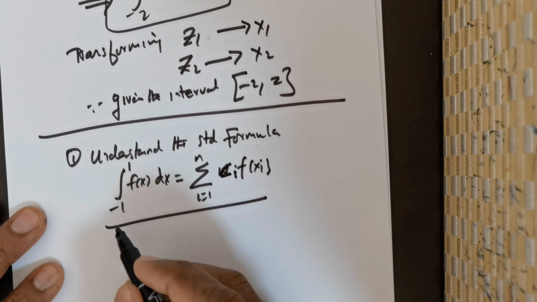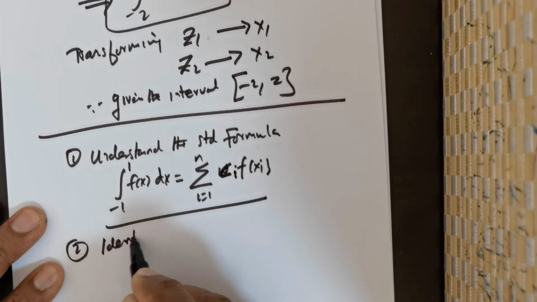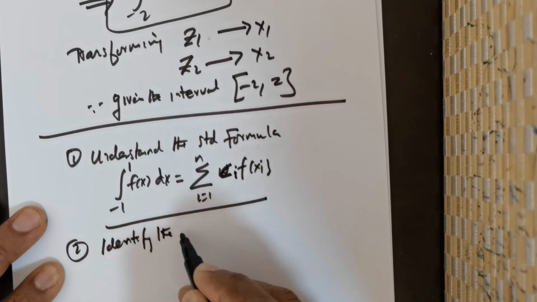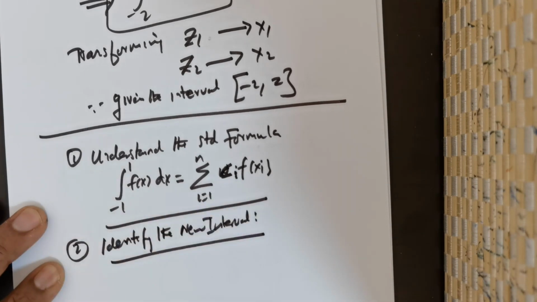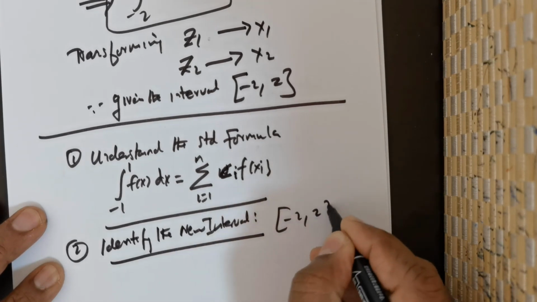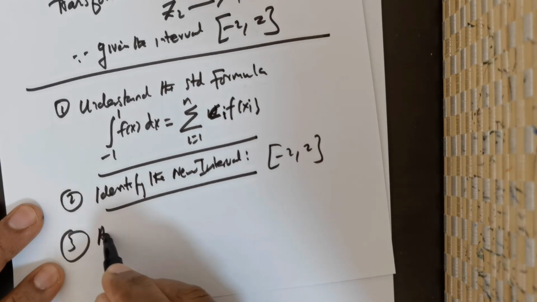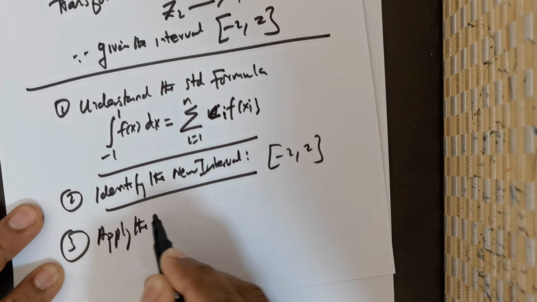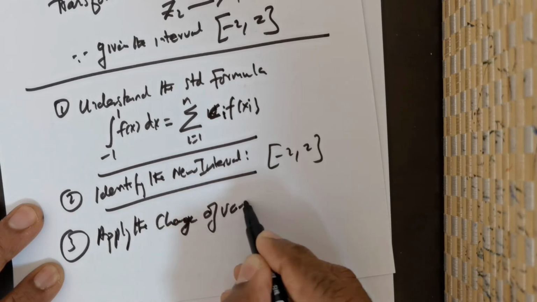And what are we going to do? Step 2 is identify the new interval. So in this particular question, the new interval for our specific question is negative 2 to 2. So you get that point. And number 3 is, you apply the change of variable.